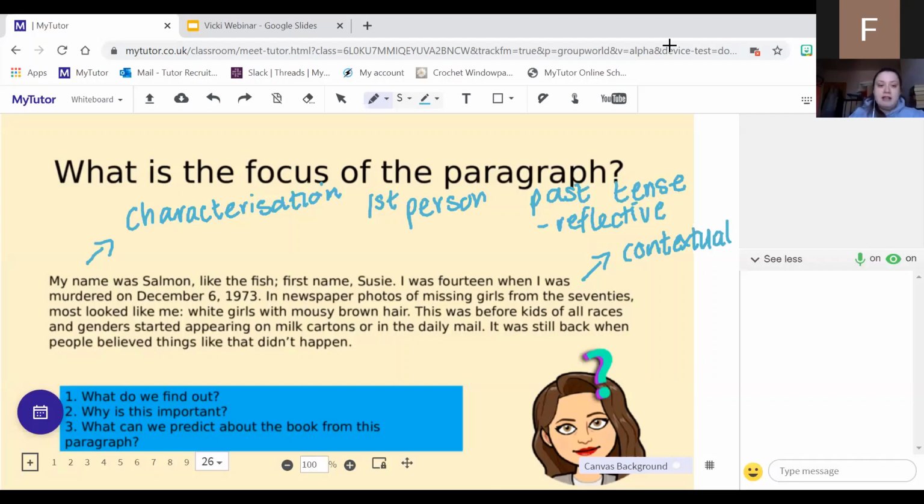This was before kids of all races and genders started appearing on milk cartons or in the Daily Mail. It was still back when people believed things like that didn't happen. Now, I think this is really interesting. So why do you think we are being told it in this way? Why do you think the writer chooses to do that? I'll give you a couple of minutes to answer that.